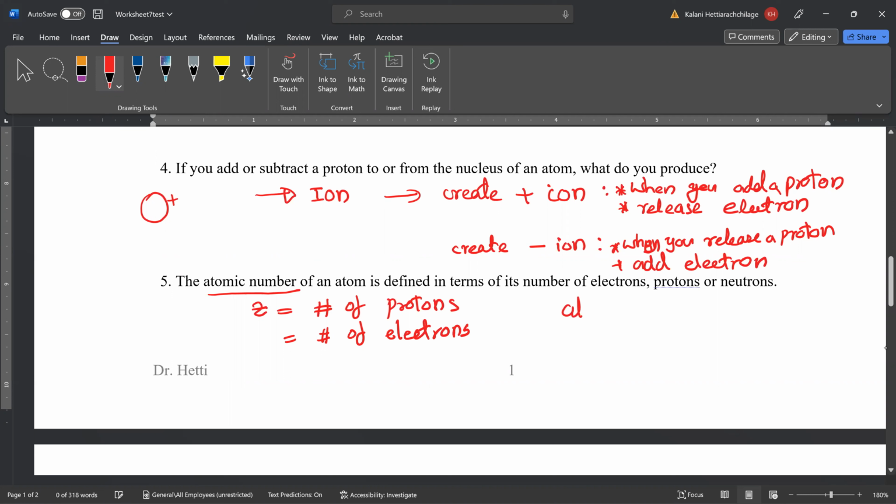An atom has an equal number of electrons and protons. Because of that, the number of protons of the atom or the number of electrons of the atom, we can call it the atomic number.